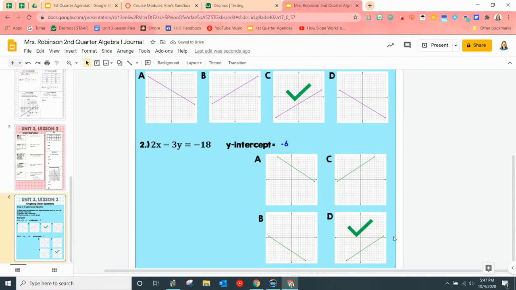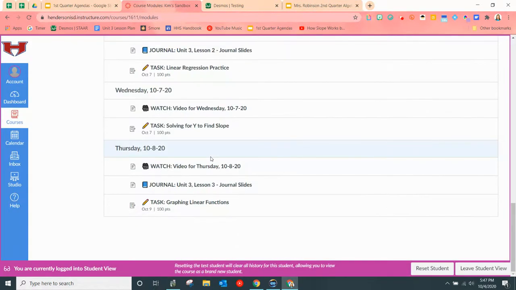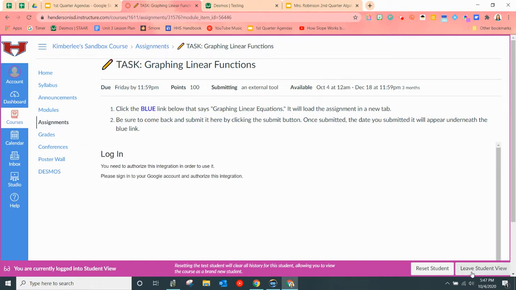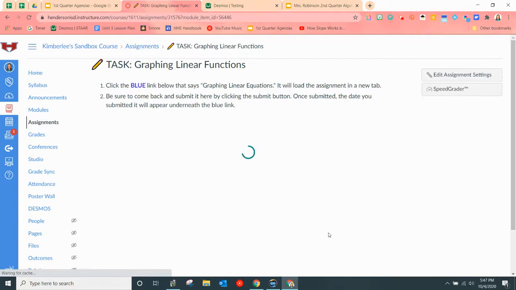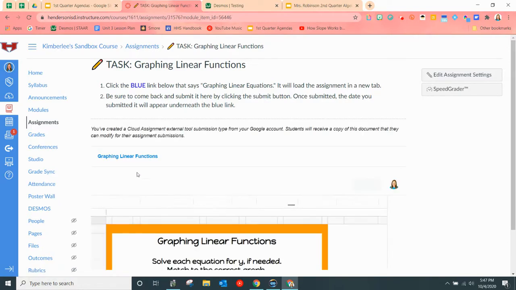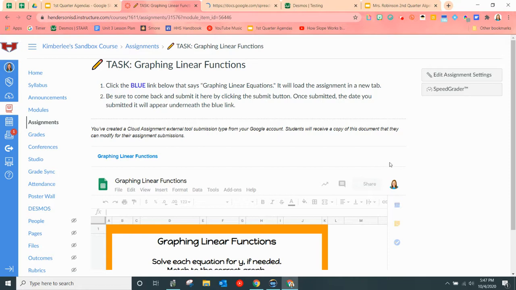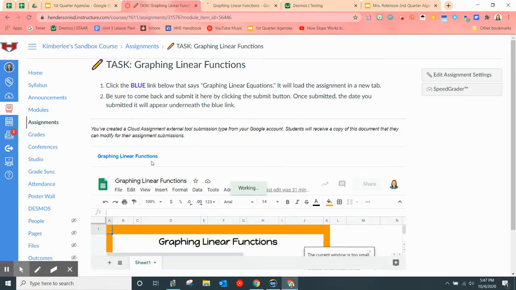Okay, so this concept is what you're going to carry on into your assignment for today, graphing linear functions. So real quick, let's pull that up and let me show you. Oh, I'm going to need to leave my student view here so I can get it to load. So what you want to do is click your link right here so that it opens larger in a new tab. Okay, so remember, mine's not on here, but your submit button is right here, and you know it's submitted after it puts the date and time underneath right here where the date you submitted it.